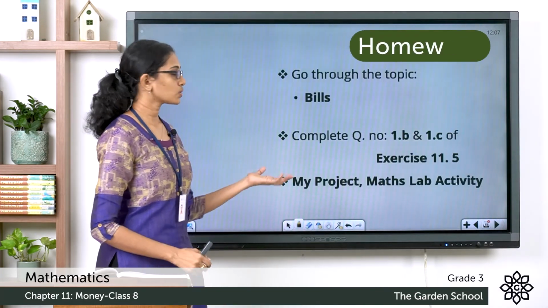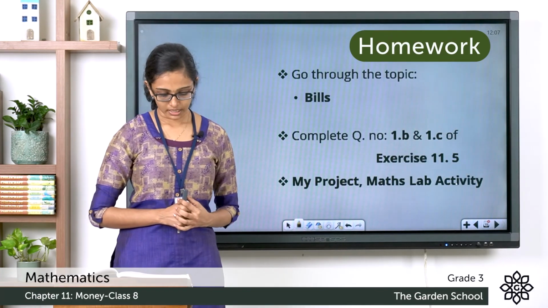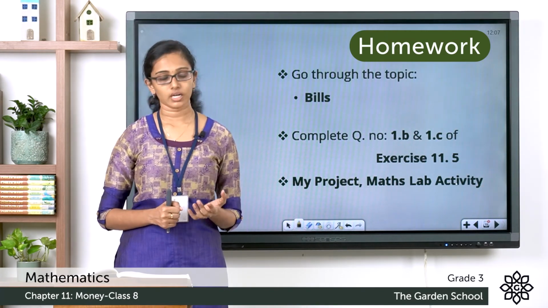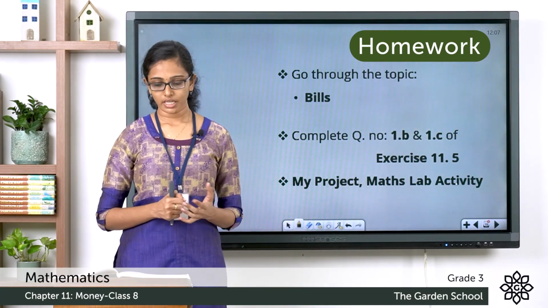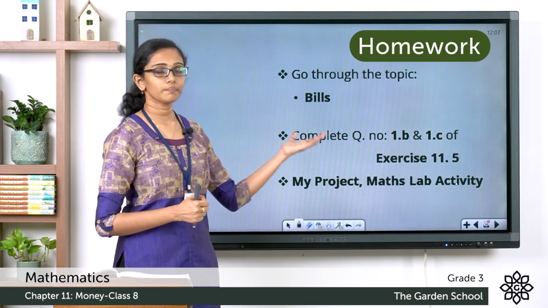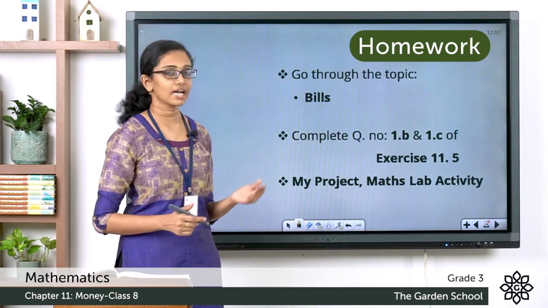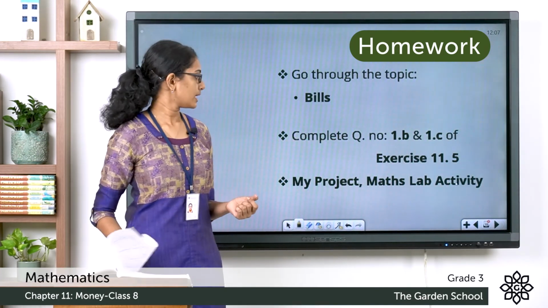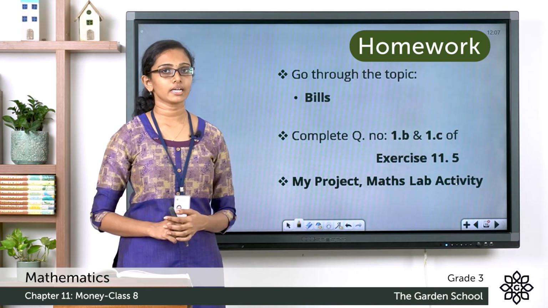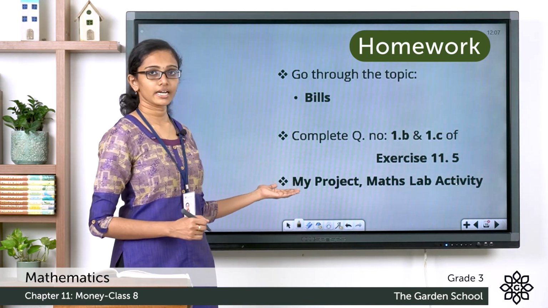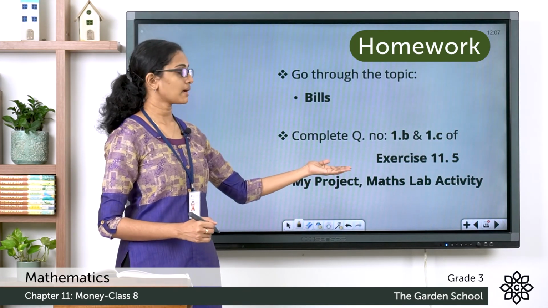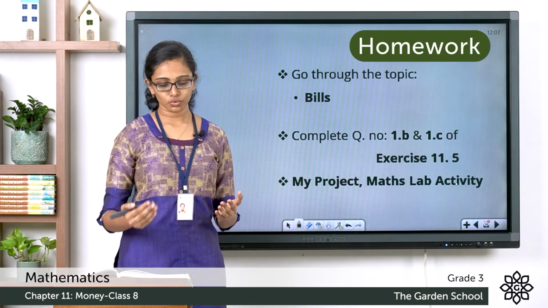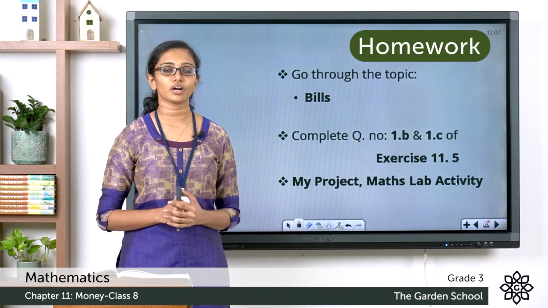Now you have to go through this topic, bills, on page number 158 and 159 of your textbook. You have to complete the questions 1B and 1C of exercise 11.5. Then on the next page, page number 160, you can see a heading called My Project and Maths Lab Activity. So you go through these two activities as well and do accordingly.